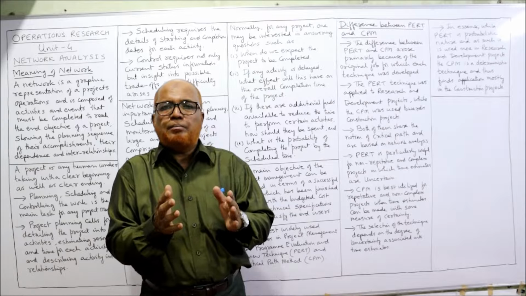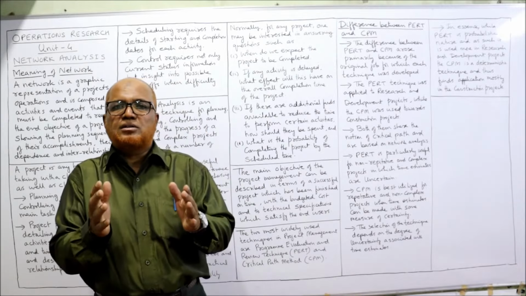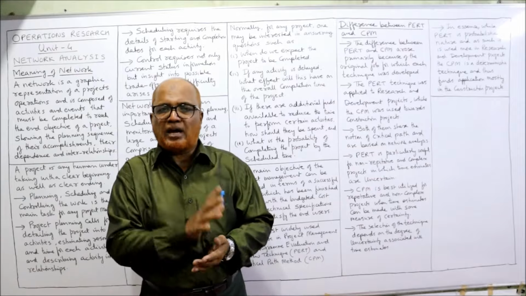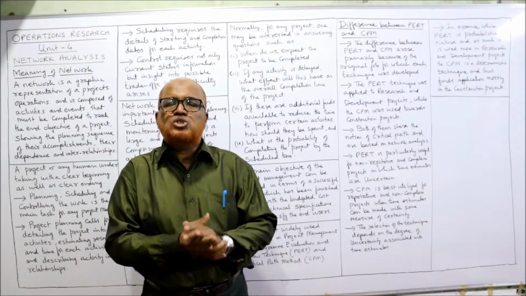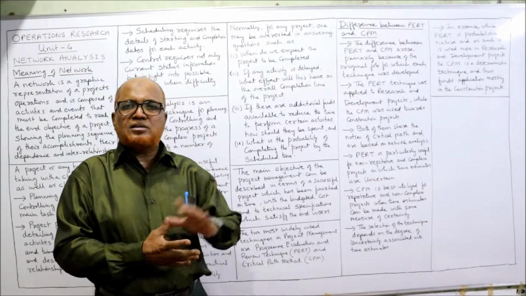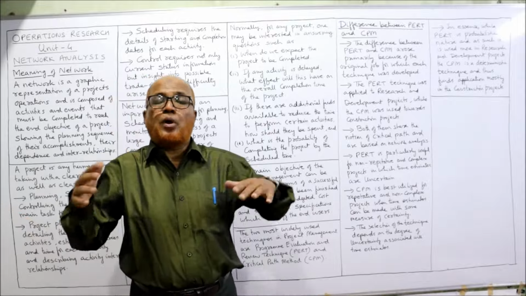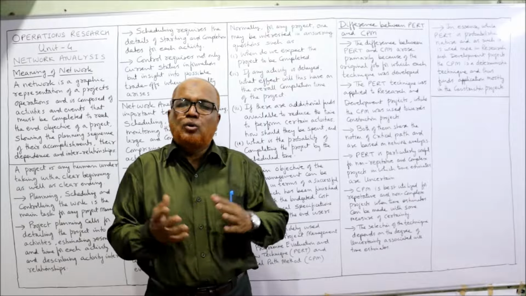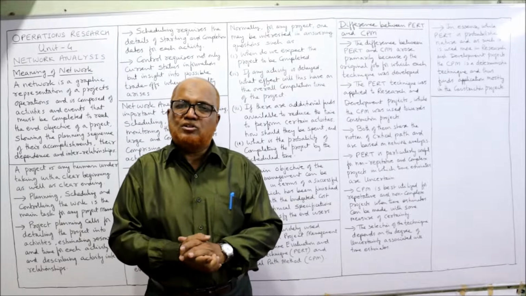Because in the CPM method, we can estimate, we can determine how much time will be required for every activity. So that's why we apply it in the construction industry. Whereas in PERT, uncertainty is there, probabilistic is there. That's why we apply it in research and development, unique projects, non-repetitive projects.